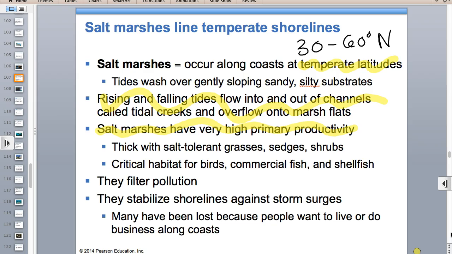If you remember, they're going to have a lot of nutrients coming in from the river at the mouth of the river before it dumps into the ocean. And they're going to have a lot of salt-tolerant grasses that can live in salty water and fresh water. These are a critical habitat for birds, migratory birds, coastal birds, commercial fish, shellfish. Ocean-dwelling organisms come into the salt marsh, and it provides them with protection as they reproduce.